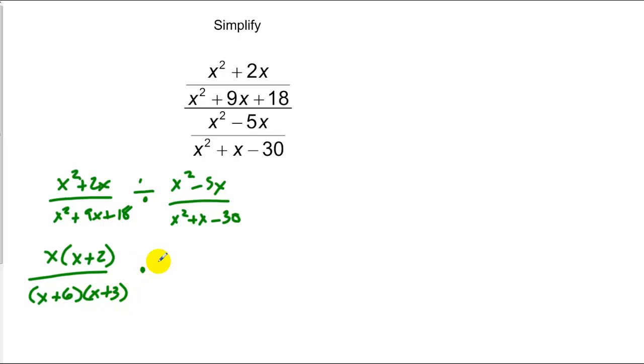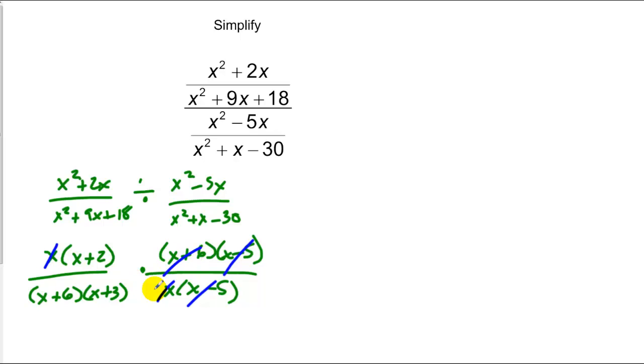I'm going to multiply by the reciprocal, which means I'll factor this denominator here, get x plus 6, x minus 5, and in the second term I have an x in common and an x minus 5. Any like factor I can go ahead and cross reduce. The x's reduce out, x minus 5 top and bottom, x plus 6, leaving me with x plus 2 over x plus 3.